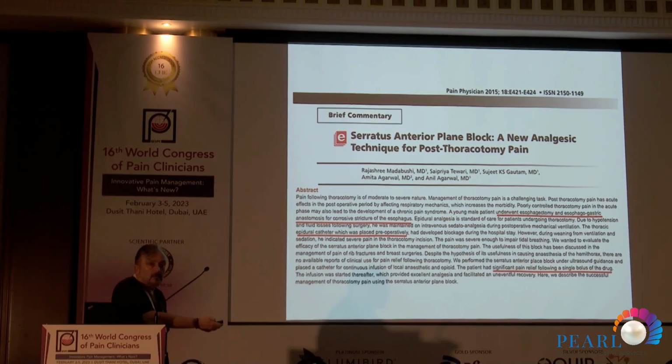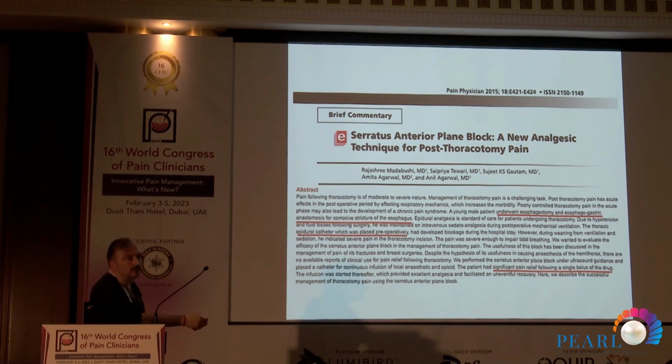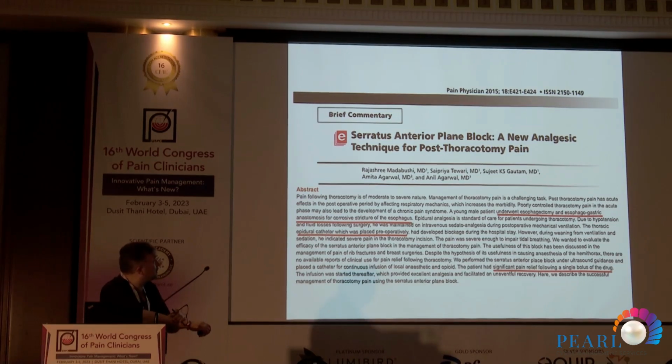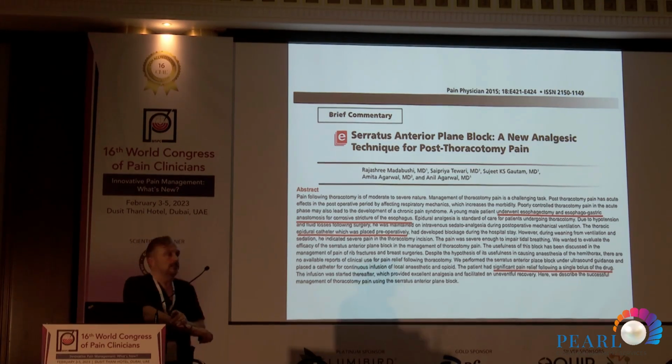Post-thoracotomy pain. All of you are familiar with thoracic centers in which they do lobectomies, etc. You know this is a big problem. So many of them routinely use serratus plane blocks for post-thoracotomy pain. And here in Pain Physician in 2015, so we're talking about around 8 years ago, they were already demonstrating how effective this can be when used prophylactically.